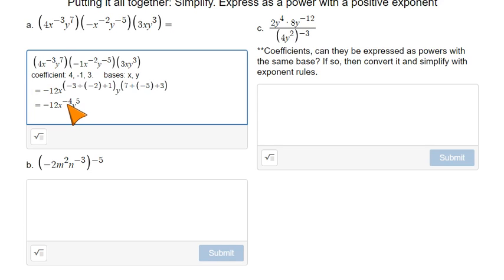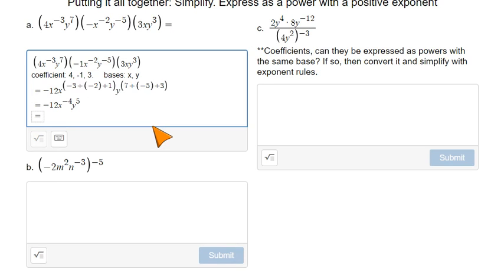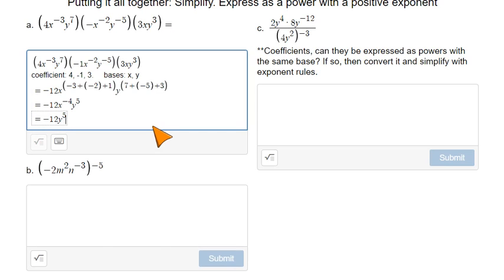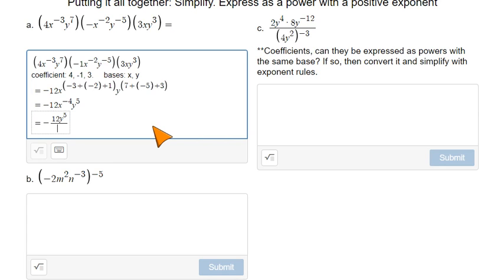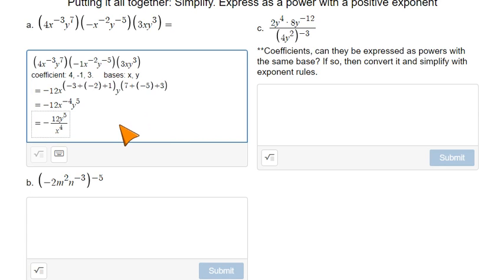-4 is not a positive exponent. Negative 4 is a negative power. So we're going to use our negative exponent rule to put it into the reciprocal. This is in the numerator right now, so it's going to be thrown down into the bottom as the denominator. I have negative 12 y to the power of 5 divided by x to the power of 4.